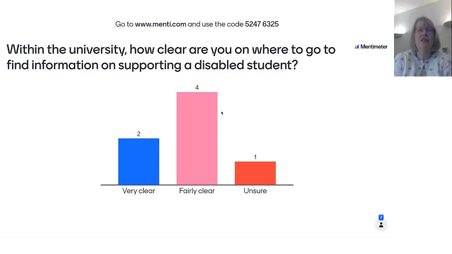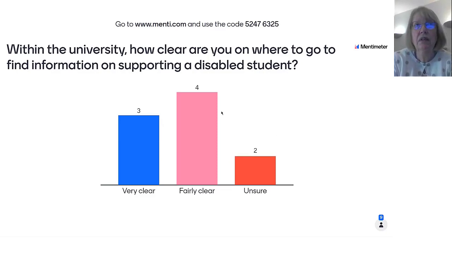So looking good. Looks like most people have, yeah, I've got a pretty good idea, but in practice I might need a bit more information and support. Some people are really clear, which is great. And it's fine to be unsure. That's why we're going on this journey together.